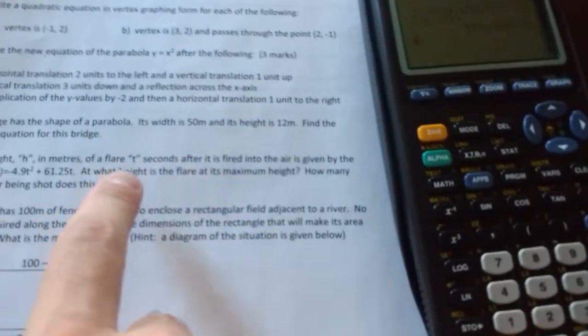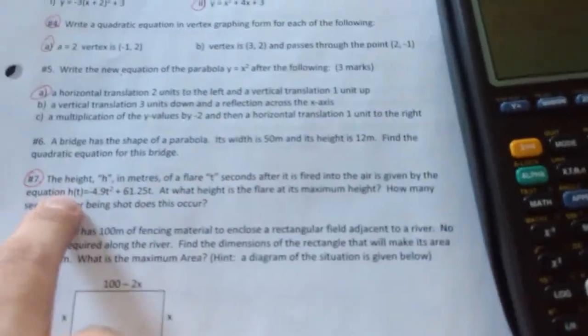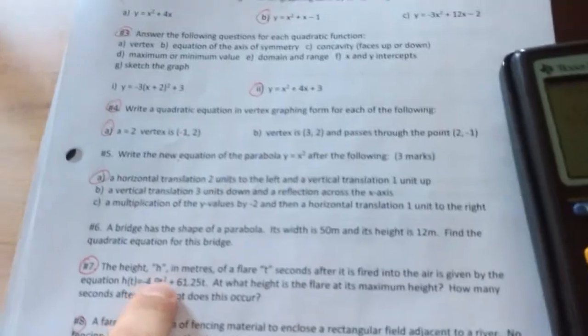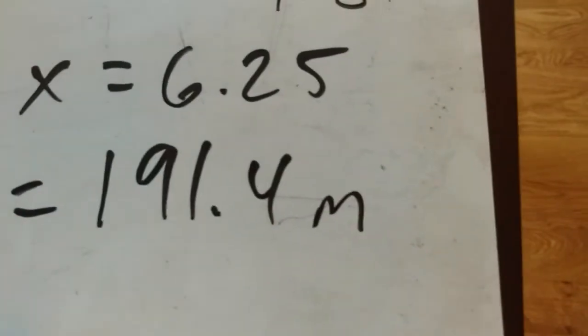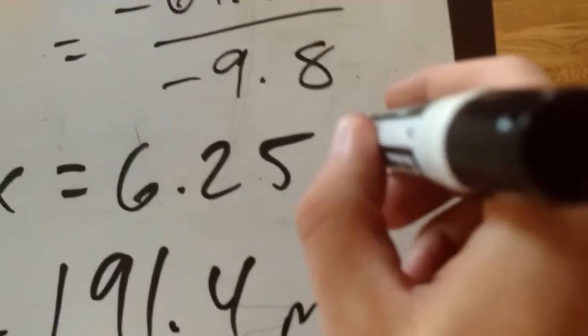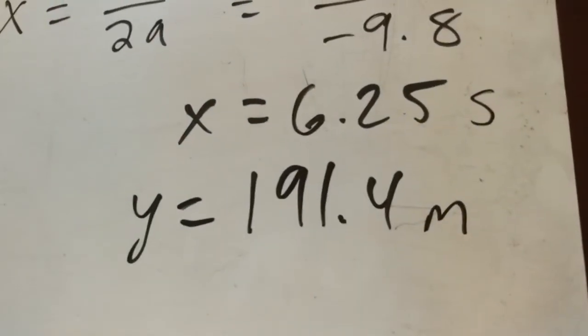So what height is the flare at its maximum height? Well, y is our height, and remember height is in meters, so 191.4 meters is going to be the maximum height. And then it says how many seconds after being shot does this occur? Well, it's going to be 6.25 seconds after being shot.